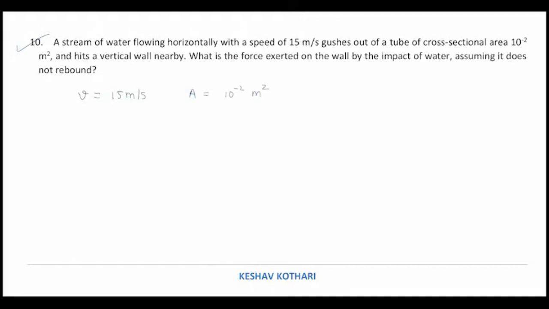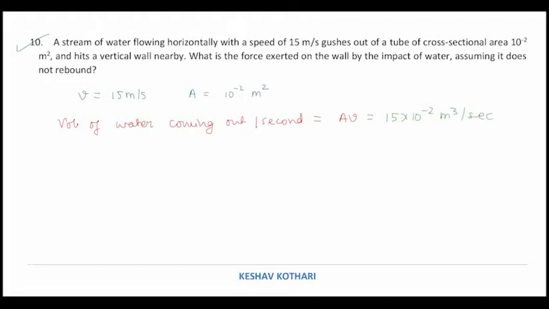So if I write the volume of water that is coming out from the pipe per second, it can be written as A into V, where V is velocity. So if we calculate this, we obtain 15 into 10 to the power minus 2 meter cube per second.